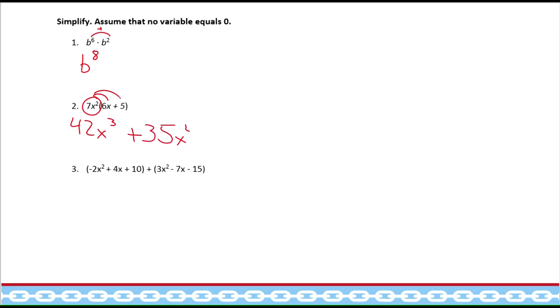For 3, combining like terms, looking here, I have x squareds. So I will do negative 2x squared plus 3x squared gives me a positive x squared. And then for the x terms, I have 4x minus 7x is negative 3x. And 10 minus 15 is negative 5.